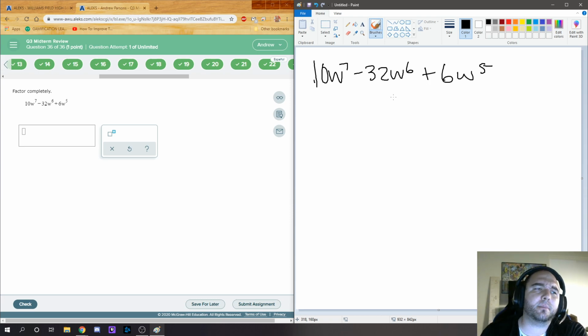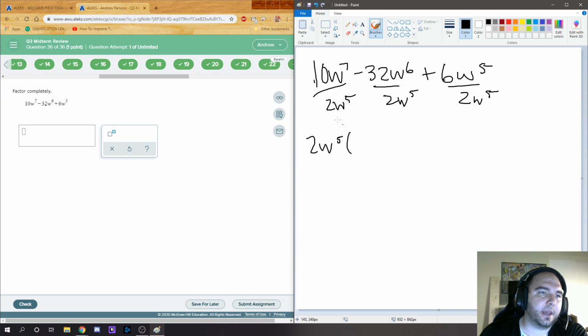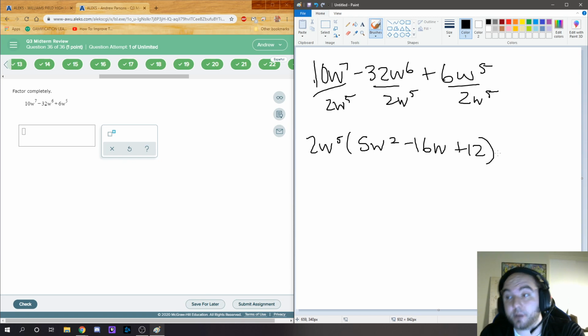Just like problem 18 from earlier, we need to factor something out of all of these. Everything's divisible by 2. And everything's divisible by w to the 5th. Notice I'm always choosing the thing that was the least of in terms of exponents. So my answer will become 2w to the 5th. And then the leftovers here are 5w squared, after I remove this stuff, negative 16w. And at the end we get plus 12. Very important that's plus 12, not 12w, because the w to the 5th cancels out completely.